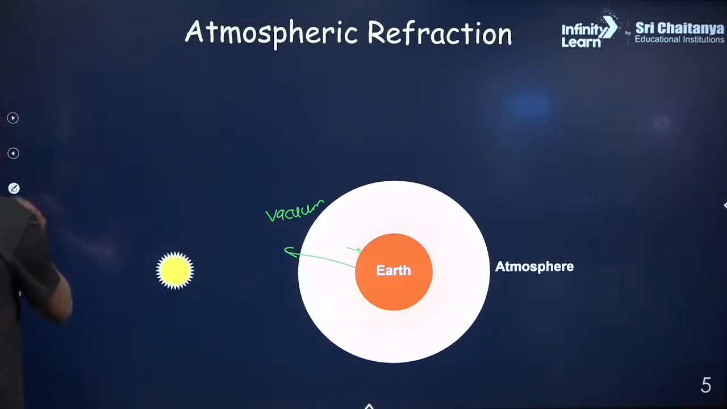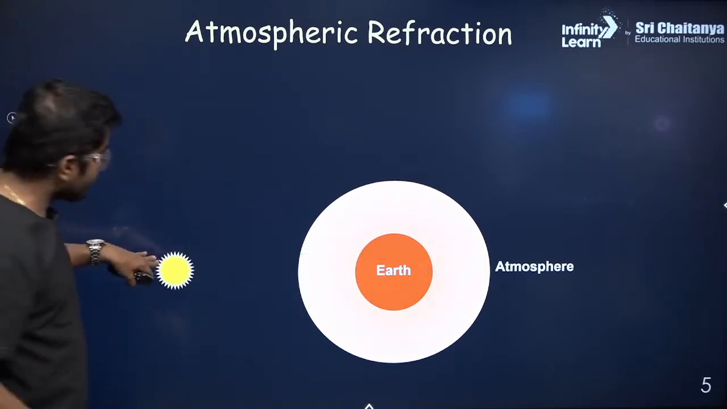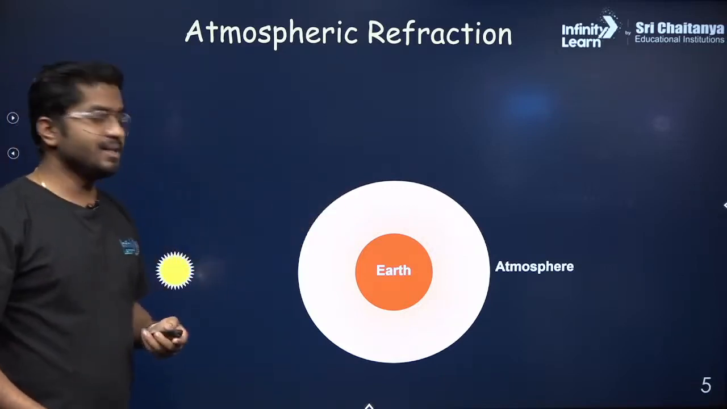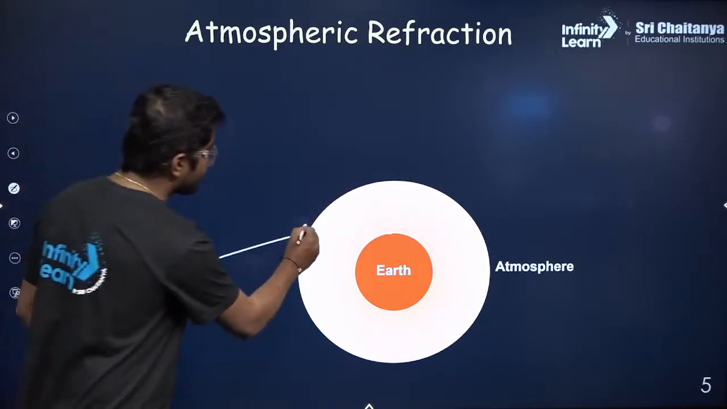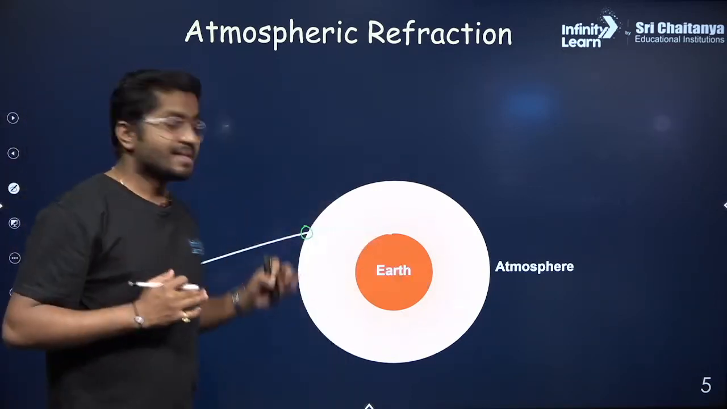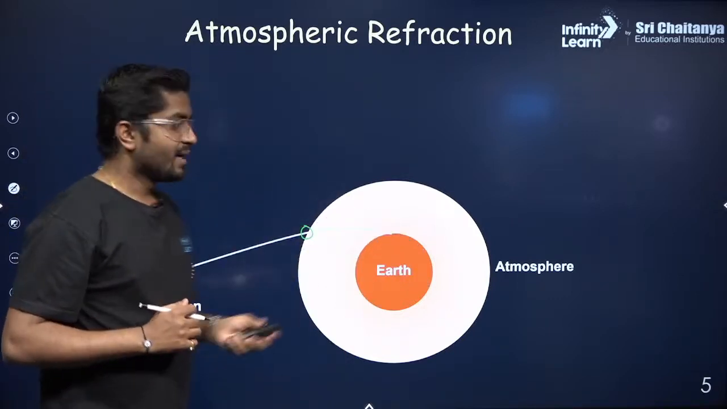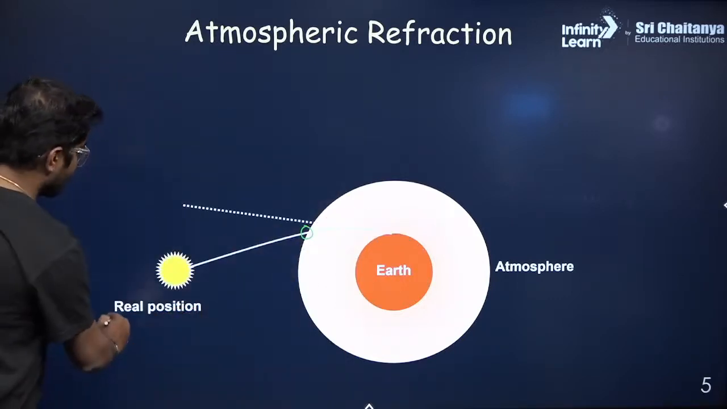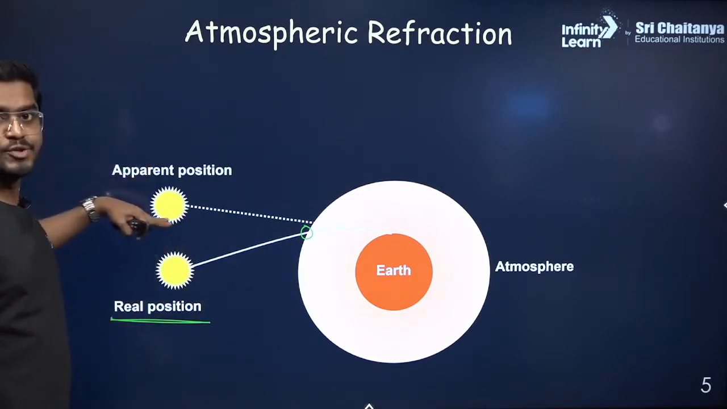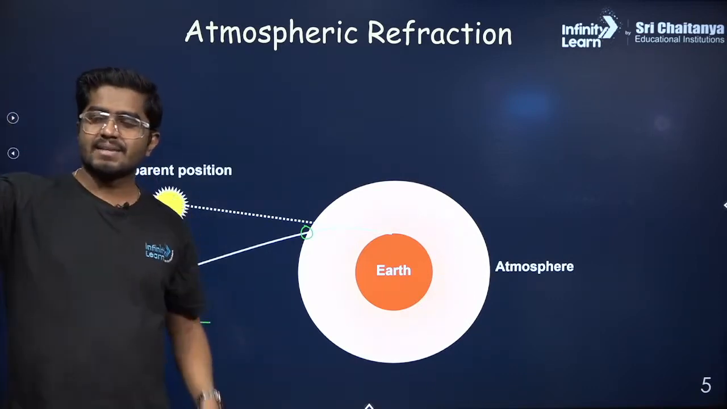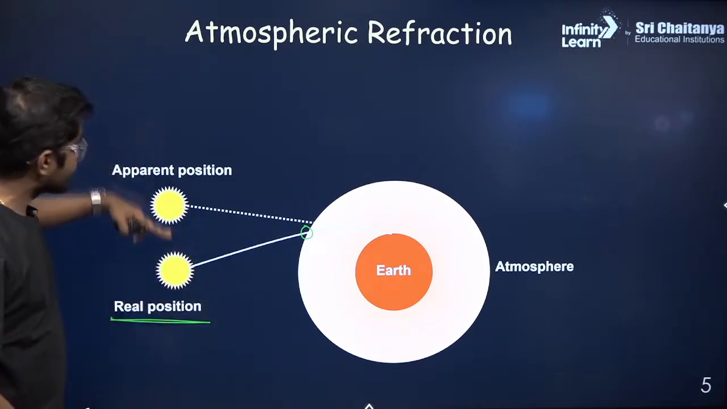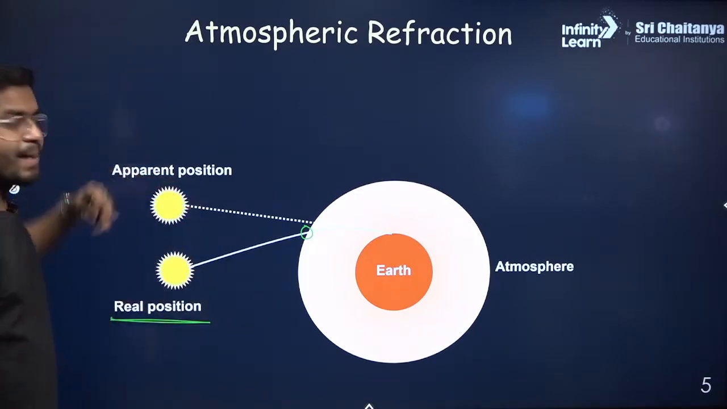So now let's suppose there is a star here. So the ray will come from the star. Let's suppose there is our sun. So there is sunlight coming from the sun, something like this, but as soon as it crosses this point, it will keep on bending towards the normal. There is a gradual bending, correct? And there is the real position of the sun, but what is the apparent position? There is the apparent position. So when you look at the sky, and let's suppose there is a sun or some star which is near the horizon, there will be some shift in their real and apparent position.